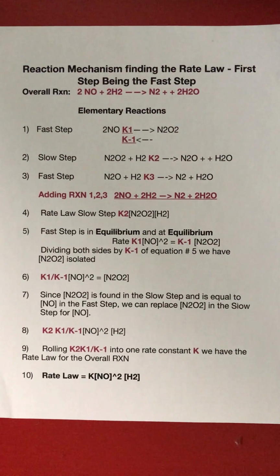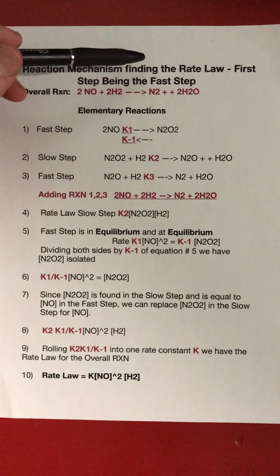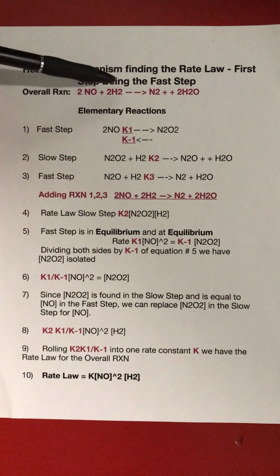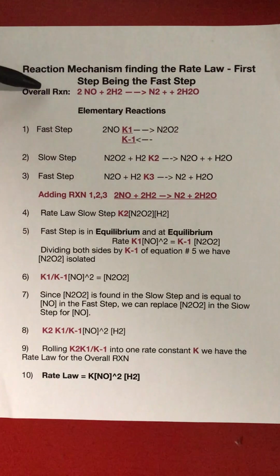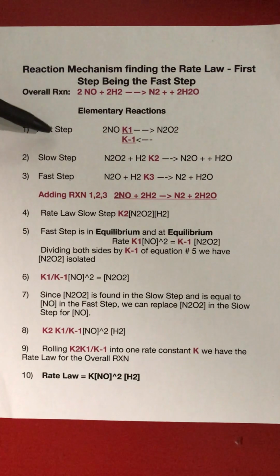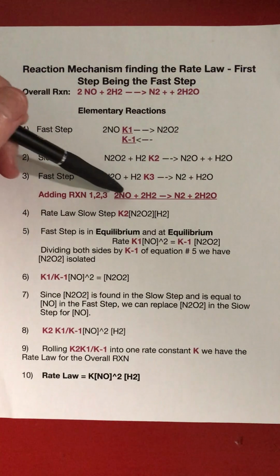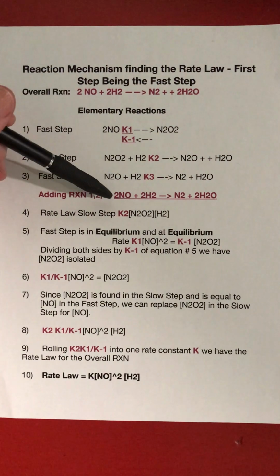Back with the second part of the video on reaction mechanisms, finding the rate law of that overall reaction, first step being the fast step. So we left off, real quickly, I'll just review, we left off making sure the overall reaction was equal to the fast step and the slow step, 1, 2, and 3, all added up, which we did, and they are equal to each other, so we're in good shape.